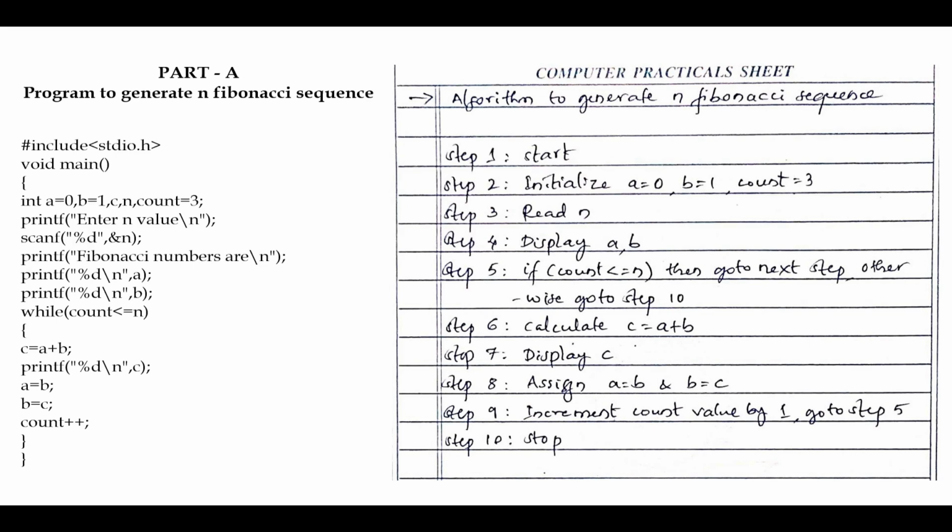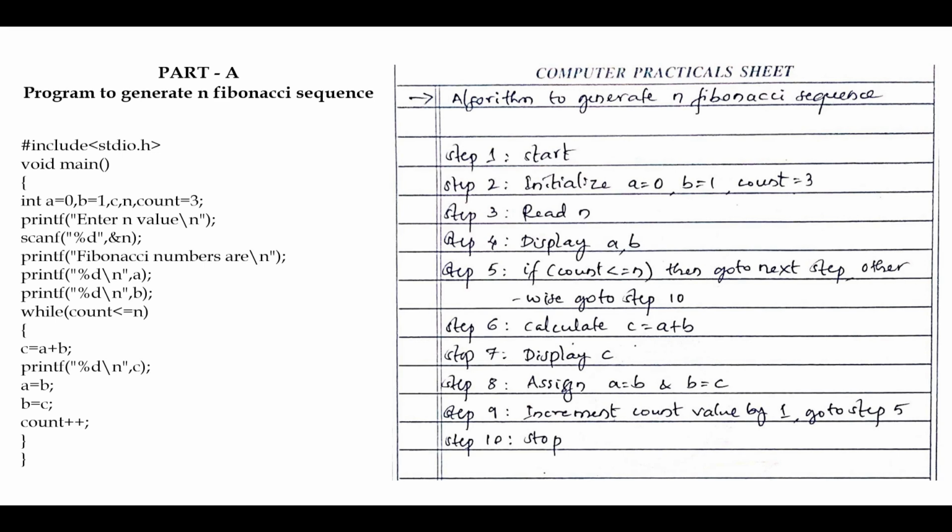Now we are going to read the number n. First we are going to display a and b values. Now we are into the while loop. If count is less than or equal to n, then only we are going inside the loop. That's why we have written "then go to next step." Otherwise we need to come out of the loop, that is, directly it comes to the last step, stop. That's why we have written "otherwise go to step 10."